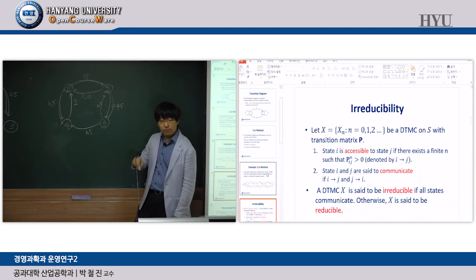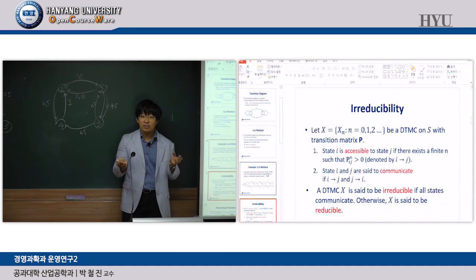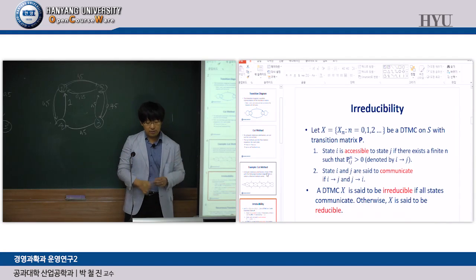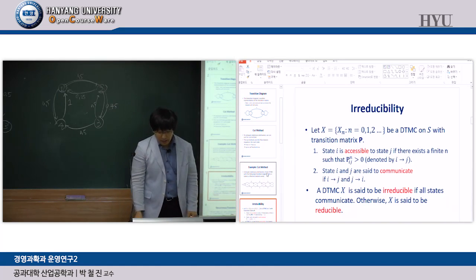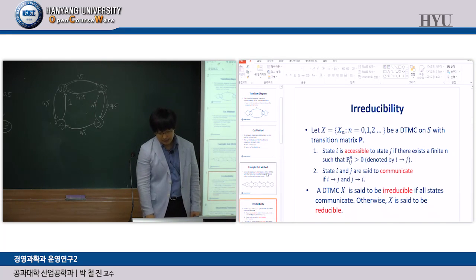Okay, so you can figure out from the diagram accessibility from a certain state to another state. So this is the power of the transition diagram. Based on the diagram, you can figure it out. And if this chain is not irreducible, then we call this reducible. And we are going to talk about this at the end of the chapter.